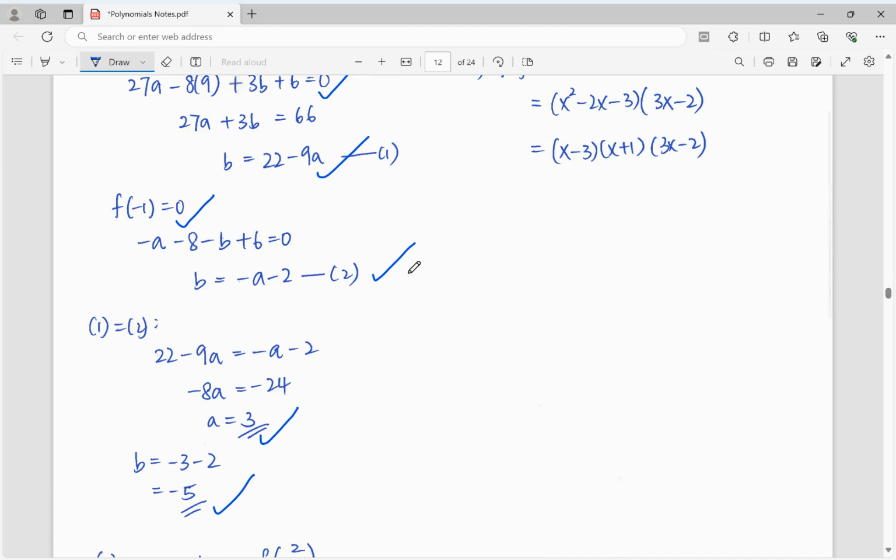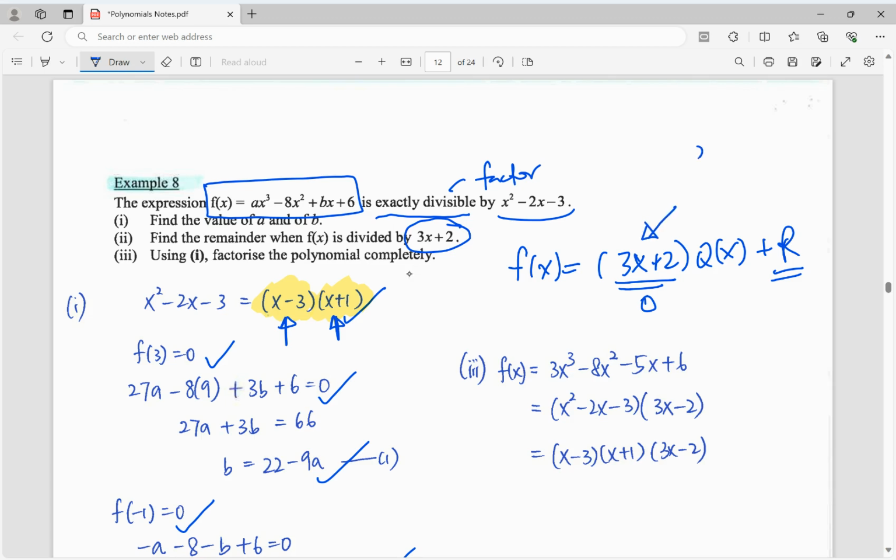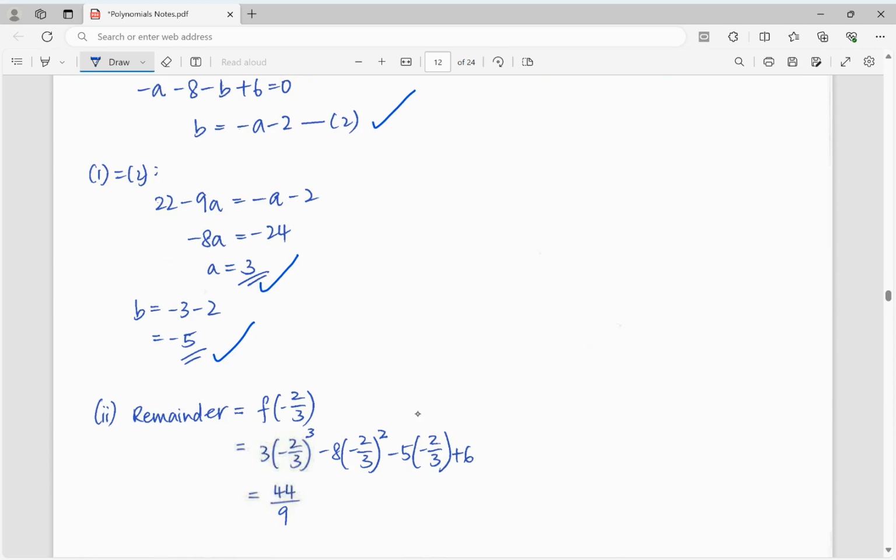Now for part 2, you are asked to find the remainder when it's divided by 3x plus 2. So having that idea, given the divisor as 3x plus 2, there should be a quotient plus a remainder. In order to find this remainder, I will have to let this equal 0, so that 0 multiplied with my quotient, I'll get 0. And in order for this to be 0, my x has to be negative 2/3. So now I can substitute negative 2/3 into my f(x), and I will be able to find my remainder. So that's how you answer part 2.